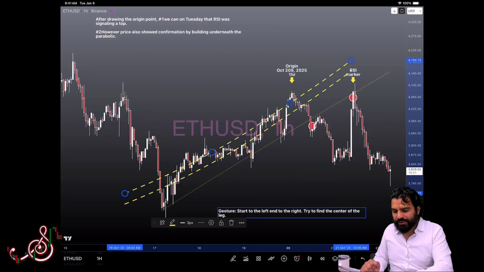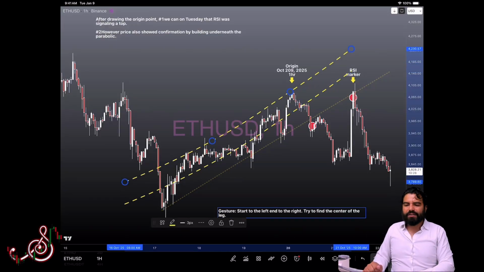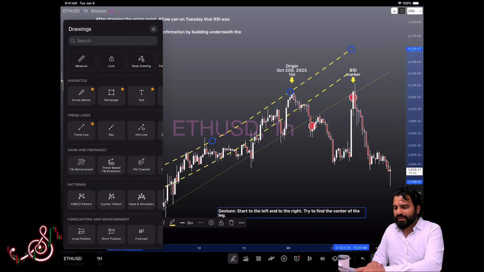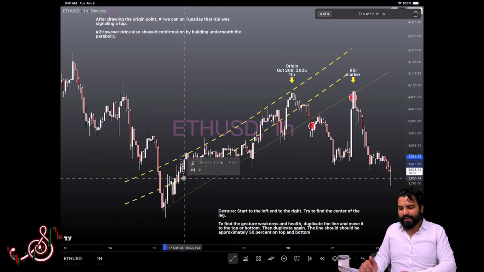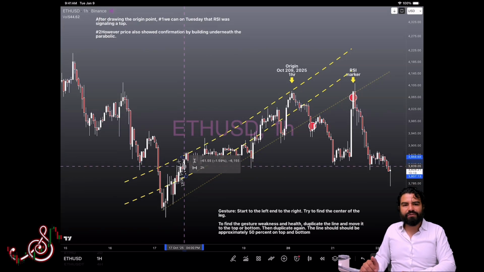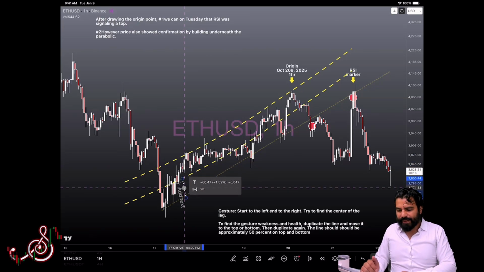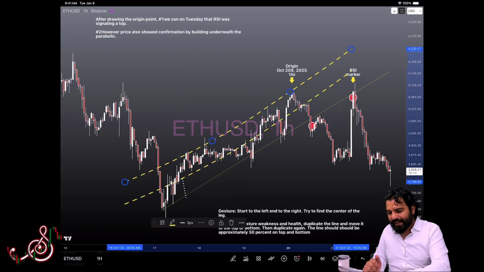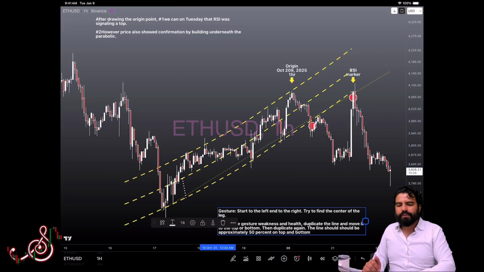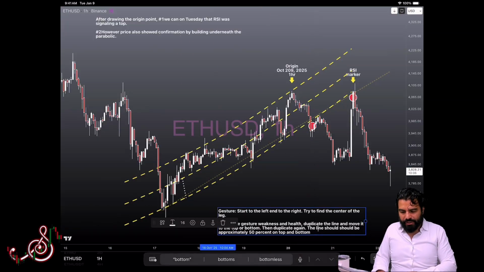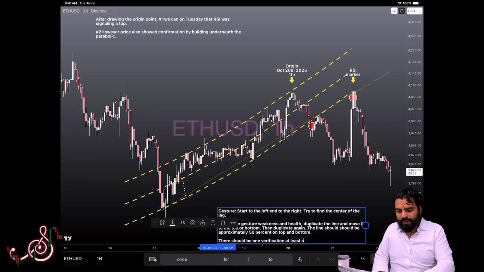If we do this, I'm going to duplicate it and move it straight up and down, not to the left or to the right. That's about 50%. Okay, that's to the top. Now I'm going to duplicate this line by measuring. I take my measure line the same way we do the parabolic key angle families. Then I'm going to duplicate the line again. And there, we should have one verification. There should be at least one verification, for a good confirmation that your center gesture line is correct.